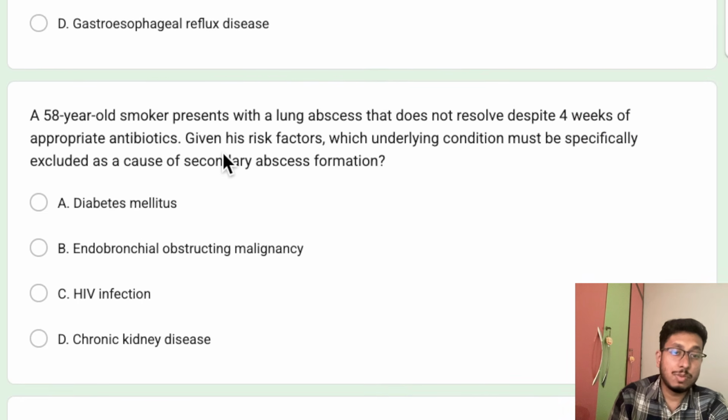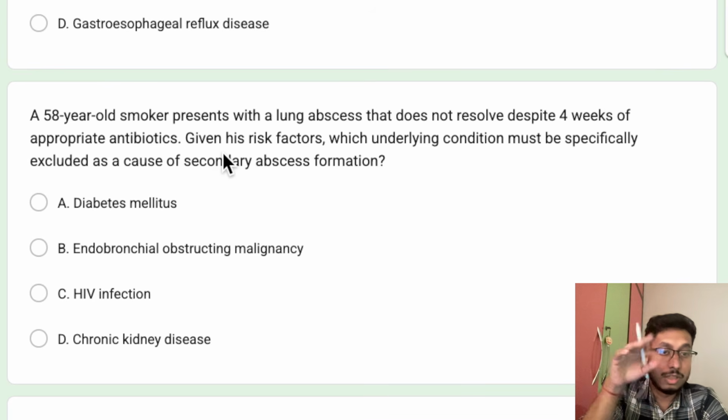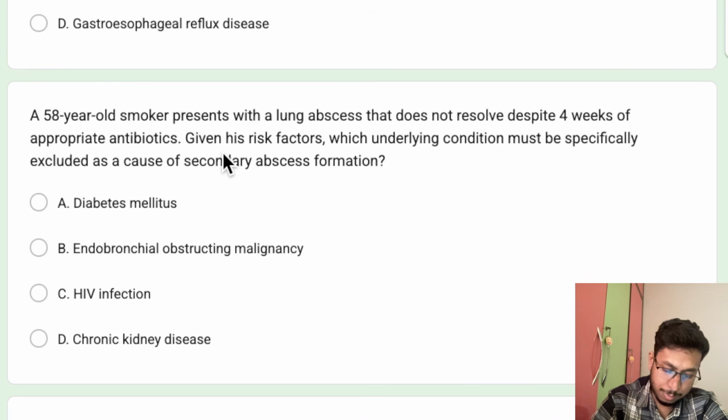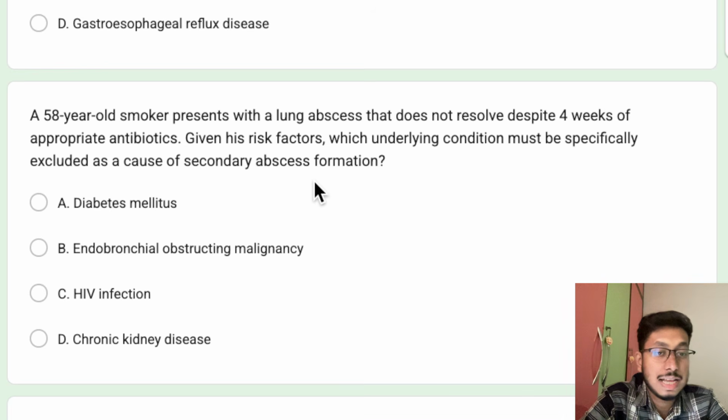A 50-year-old smoker presents with a lung abscess that doesn't resolve despite 4 weeks of therapy. As you can see in this question, there is no response to therapy, so there is a risk factor. The risk factor here is smoking; alcohol is not mentioned. Which underlying condition must be specifically excluded as a cause of secondary abscess? Endobronchial obstruction from malignancy, at this age group, I would obviously like to rule out.